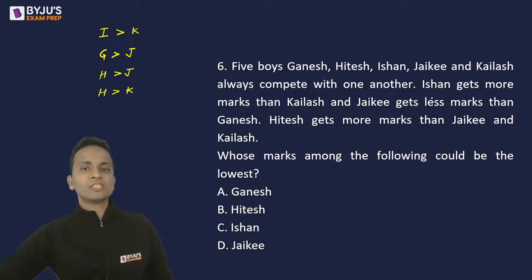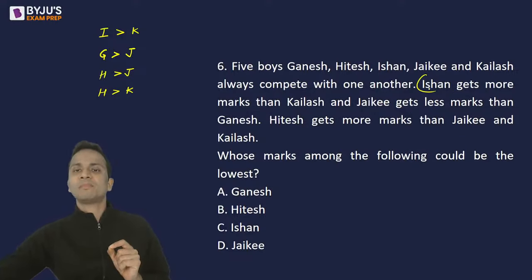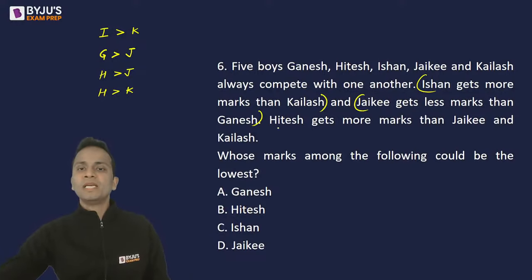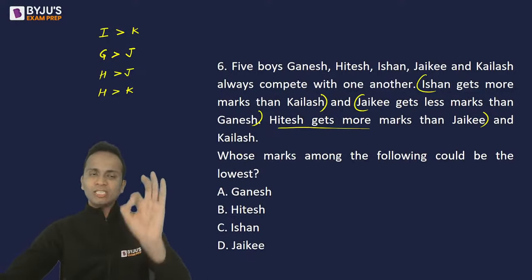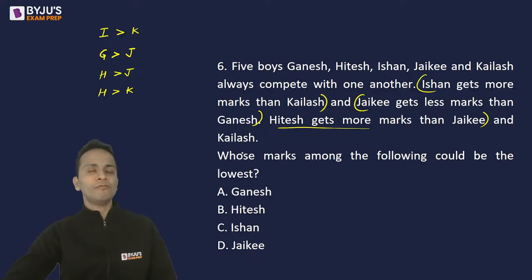Ishan gets more marks than Kailash, this is number one. Jackie gets less marks than Ganesh, number two. Hitesh gets more marks than Jackie, and Hitesh gets more marks than Kailash. So these are the four statements that we have written here. Question is, whose marks among the following could be the lowest?